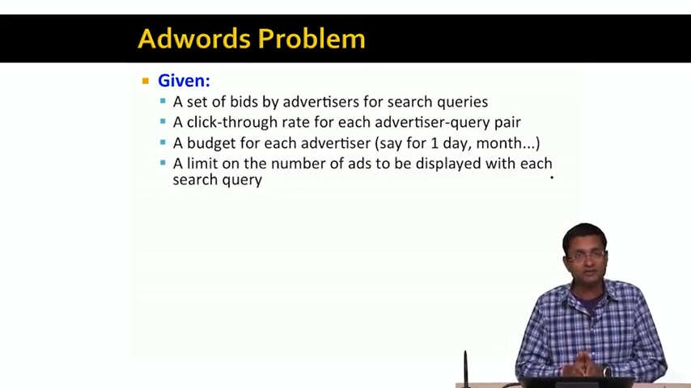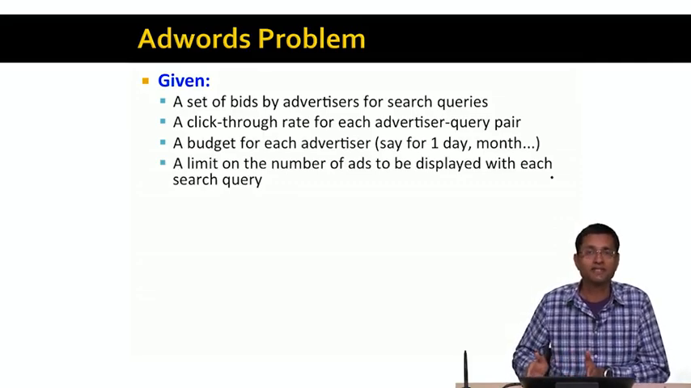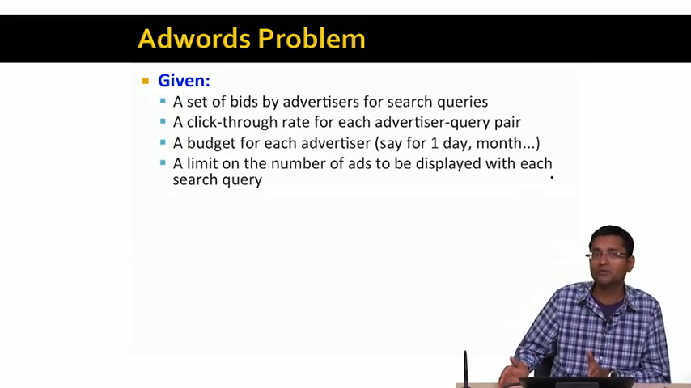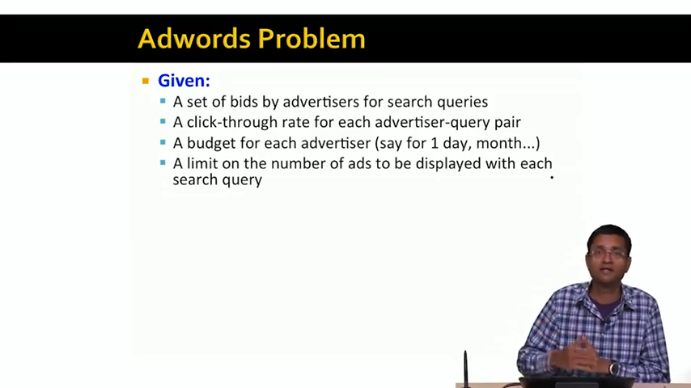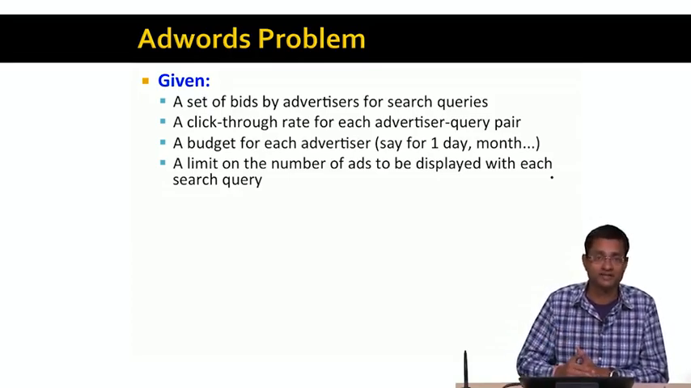Now, the search engine also has a limit on the number of ads to be displayed with each search query, right? For example, the search engine may say, look, I'm going to show at most one ad for each search query, or 2 or 3. Now, in some modern search engines, the number of ads actually depends on the kind of query as well. But in a simple scenario, let's imagine that there is a fixed limit on the number of ads to be displayed with each search query.